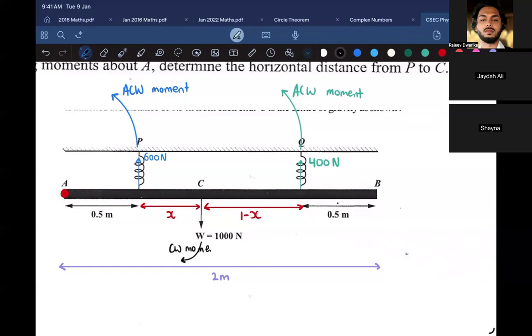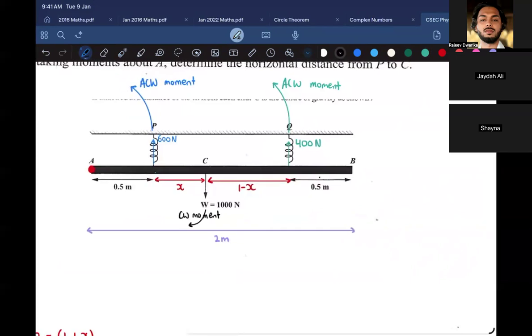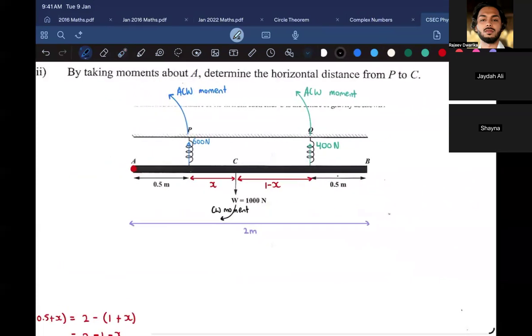And we know that the system is in equilibrium, so we could now apply the rule: clockwise moments is equal to anti-clockwise moments. Right? So anti-clockwise moments is equal to clockwise moments. Great. So guys, let's first figure out the anti-clockwise moments.